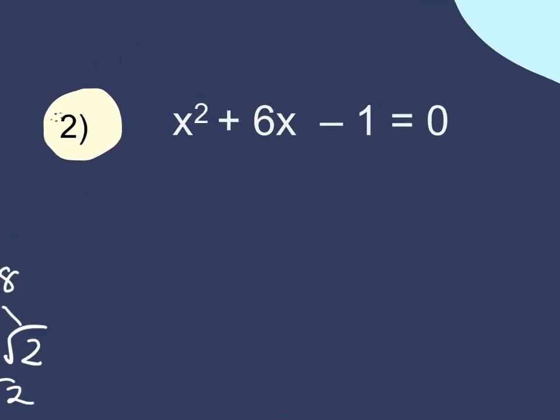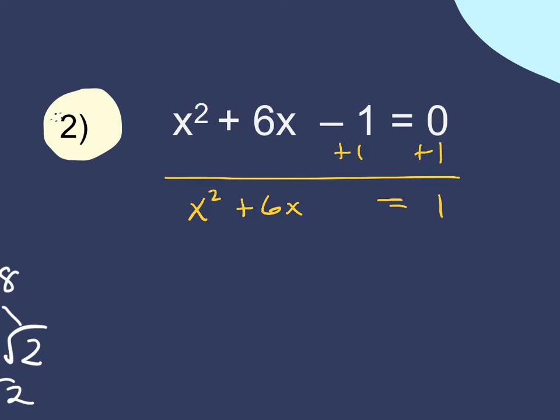So again, first check to see if there's a number in front of x squared. There's not. So the next step is to move the constant. So I'm going to add 1 to both sides. And I get x squared plus 6x. I'm going to leave the blank space. And then 0 plus 1 is 1.